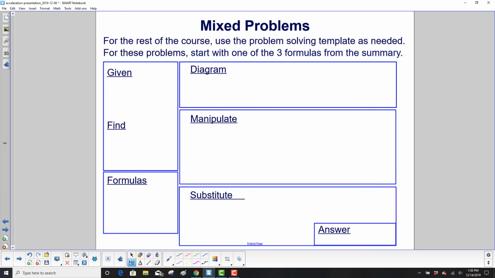For the rest of this course, please use the problem-solving template as needed. For these problems, start with one of the three formulas from the summary page.